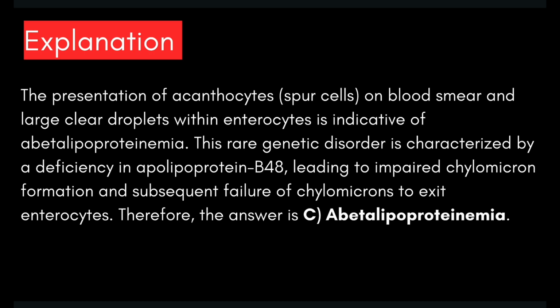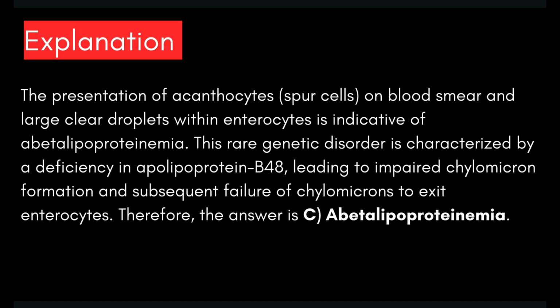The presentation of acanthocytes, spur cells, on blood smear and large clear droplets within enterocytes is indicative of abetalipoproteinemia. This rare genetic disorder is characterized by a deficiency in apolipoprotein B48, leading to impaired chylomicron formation and subsequent failure of chylomicrons to exit enterocytes. Therefore, the answer is C, abetalipoproteinemia.